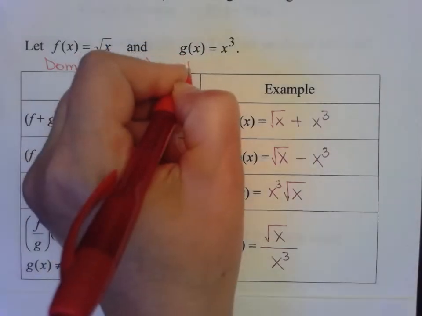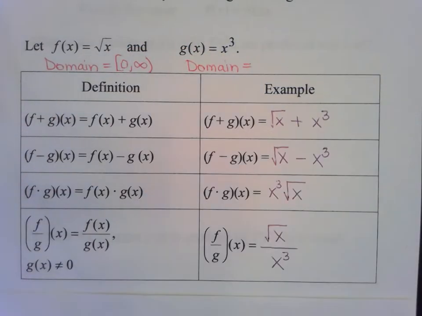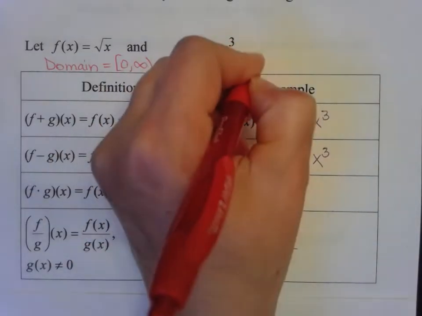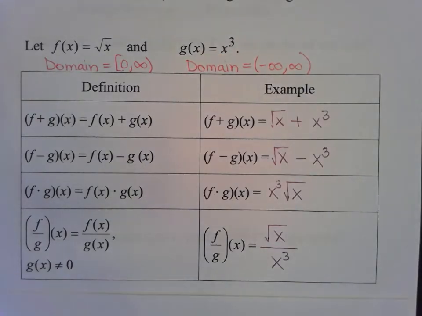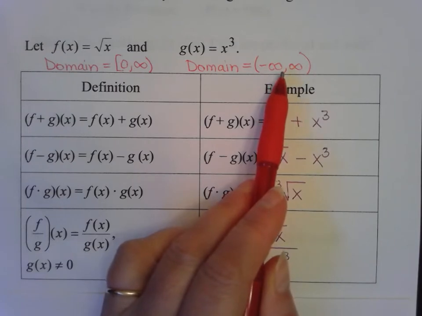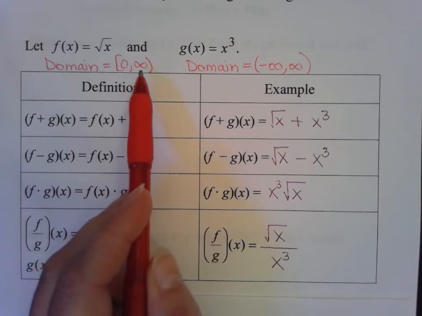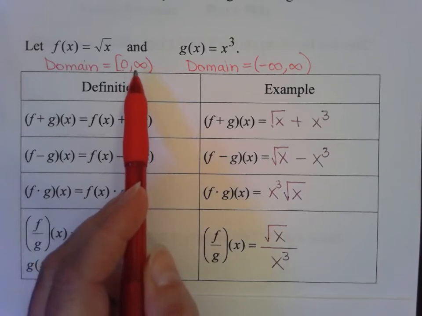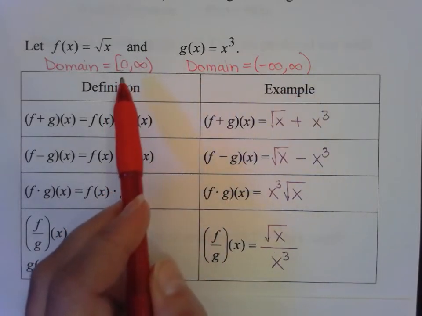For g of x, the domain of x cubed, I don't really have any problems here. I don't have any numbers that I can't raise to the 3rd power. So all real numbers would be the domain for this one. So if we look at the overlap between these two sets of numbers, right, this domain contains every number. This domain contains only 0 and positive numbers.